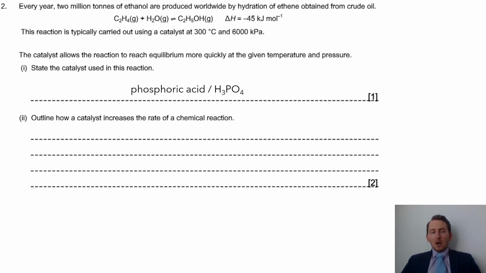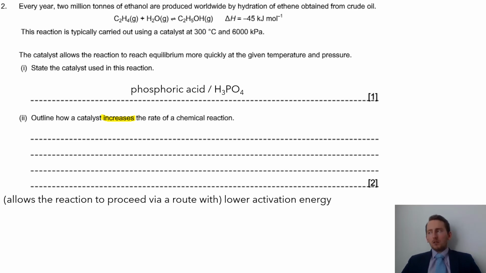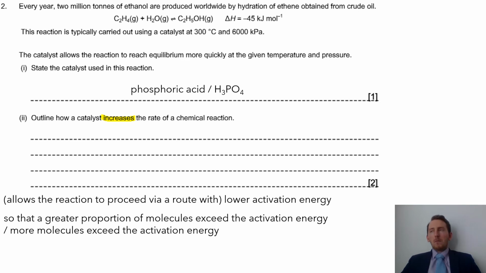Second part, outline how a catalyst increases the rate of reaction. So again, just to make sure, highlighting certain things, increasing that rate of reaction. 2 marks, a bit more straightforward now compared to that first part of the question. If we're increasing the rate of reaction, well, what do catalysts do? They provide that alternative route with that lower activation energy. So therefore we have a greater proportion of molecules with greater than or equal to the activation energy. So therefore more frequent collisions, make more product, make more money.